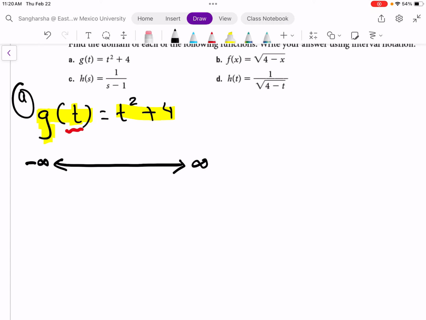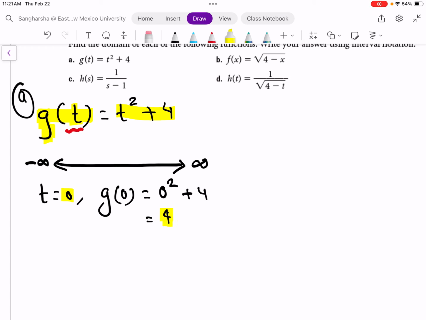Now what kind of number can we choose for t? Let's choose t equals 0. If t equals 0, then g of 0, which is the output, is equal to, you're going to substitute 0 for every t. So we have 0 square plus 4. 0 square is 0 and plus 4 is 4. So here, when your input is 0, we have a real number output. It means 0 is one domain.